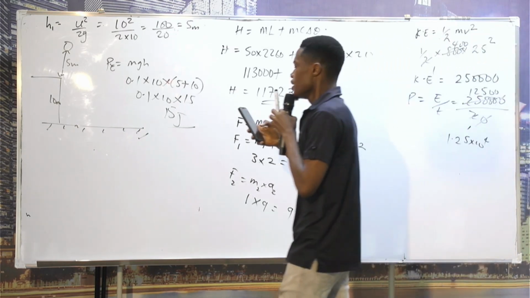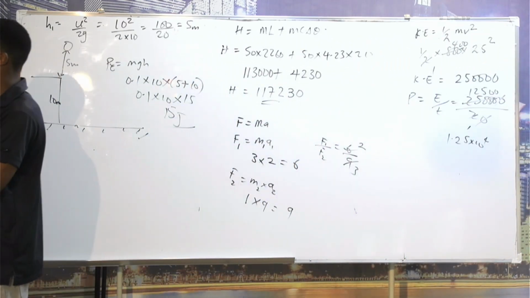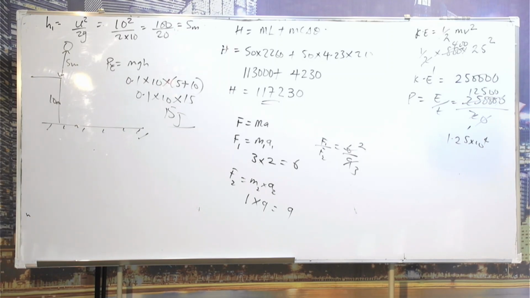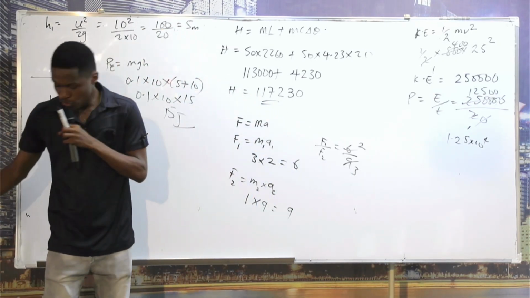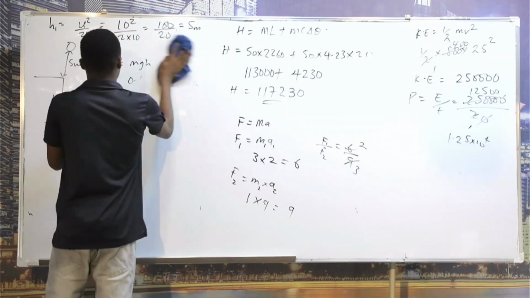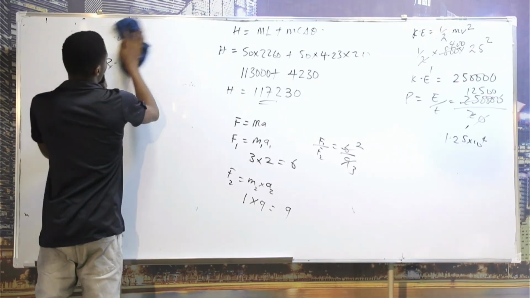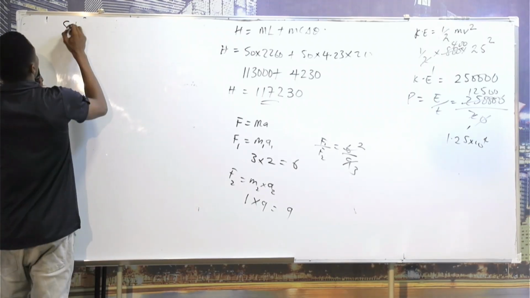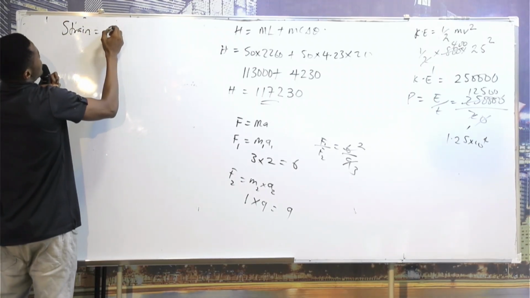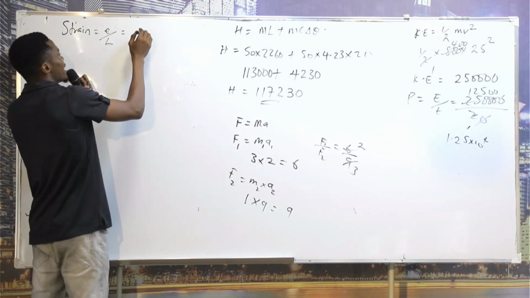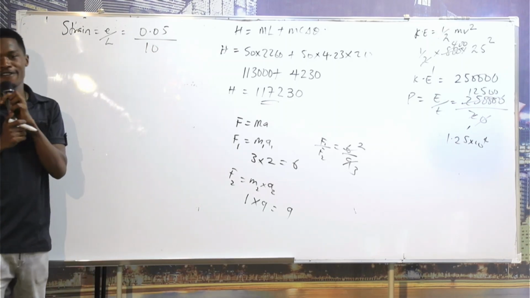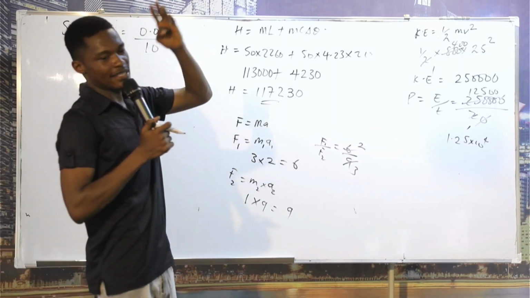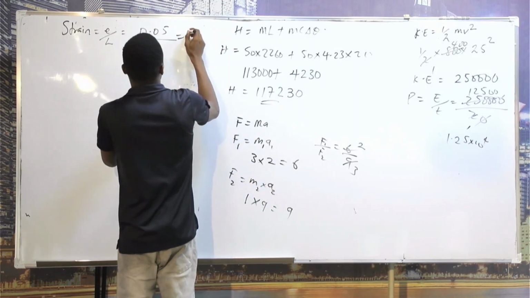We'll continue next time. If the stress on a wire is 10 power 7, and the wire is stretched from an original length of 10 cm to 10.05 cm, the Young's modulus is what? We already know the stress, so we can find the strain. Strain is extension over original length. Extension is 0.05 over 10. How did I get the 0.05? 10.05 minus 10. Divided by 10, what should that give me?